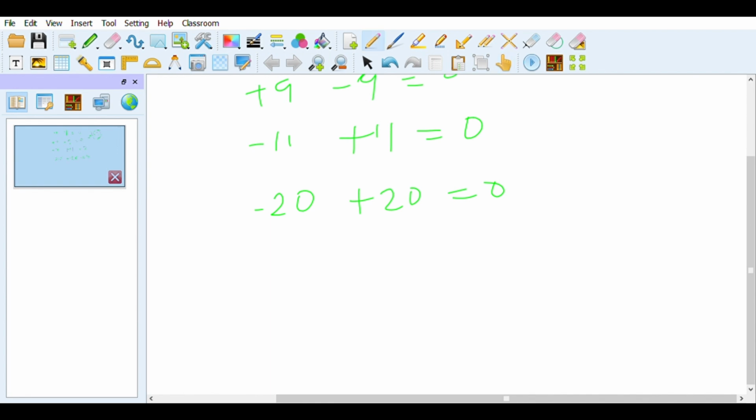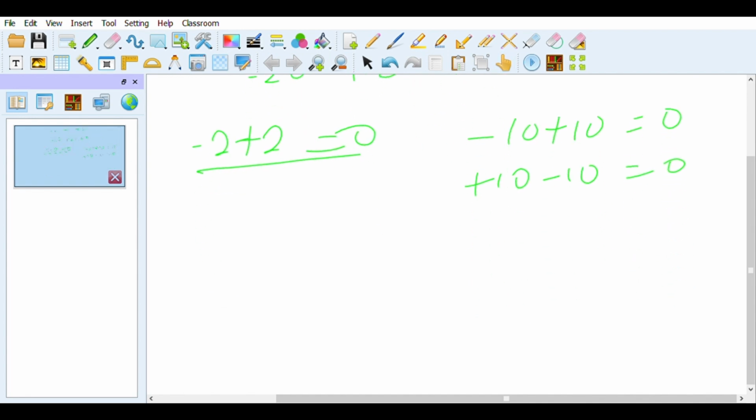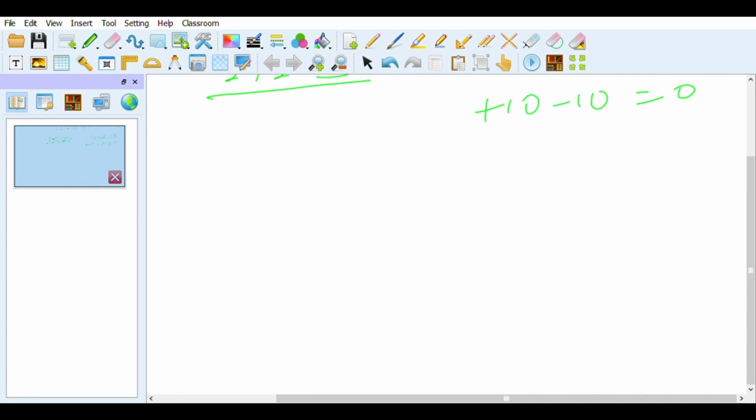So what that means is minus 2 plus 2 is 0. Anytime you come across it, it is 0. Minus 10 plus 10 is 0. Plus 10 minus 10 is also 0. Okay, now that we're familiar with additive inverses, let's proceed to solve more examples.